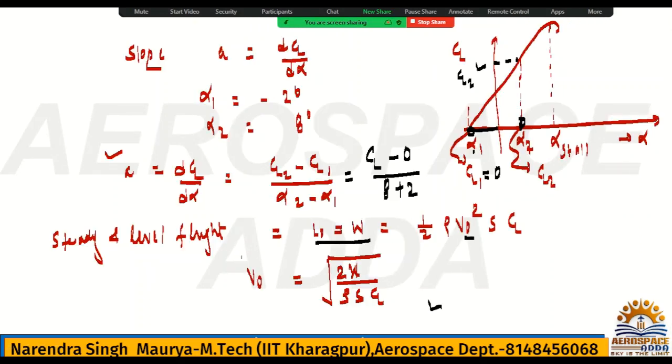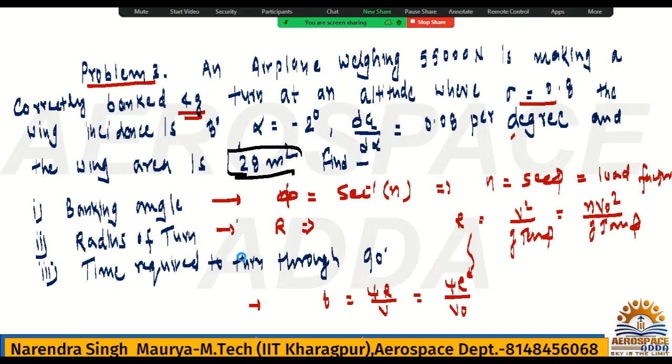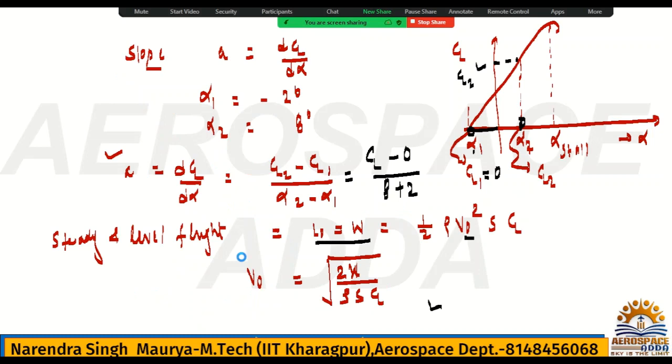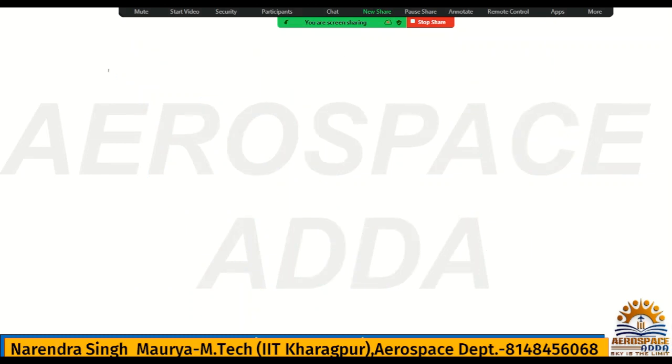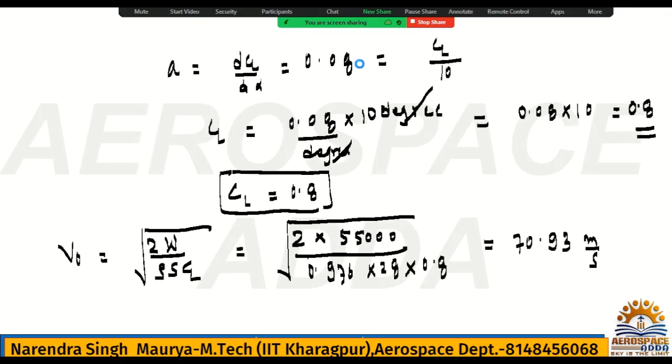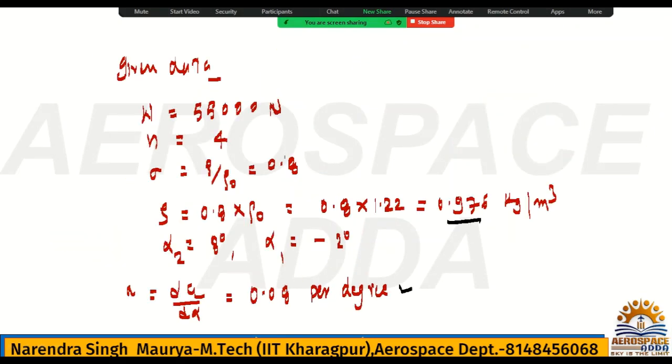Now we'll write the radius of turn. The radius of turn formula is R equal to n V naught square by g tan phi. Yes or no? So we'll proceed with this. What is the load factor? First we need to calculate. Load factor is n, and n is given as 4, so 4g they have given to us. See, this is the load factor.